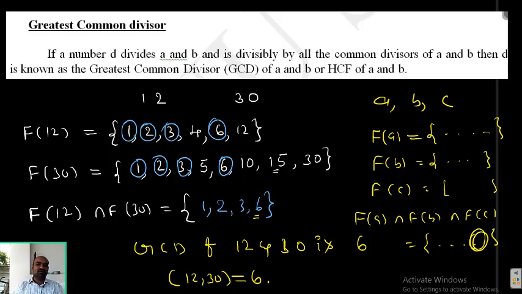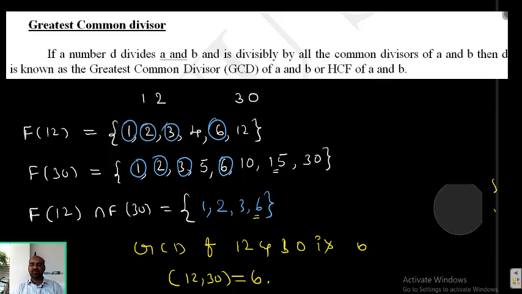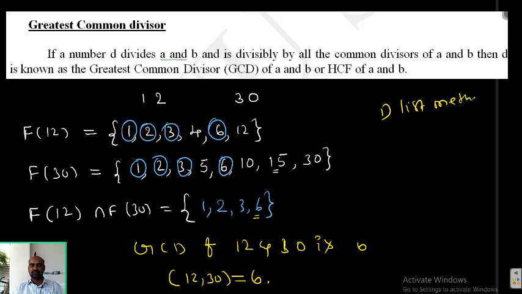But one demerit is there for this method. If the numbers are bigger, finding their factors becomes difficult for us, and finding the intersection also becomes difficult. That's why we need to use an alternate method to find GCD or HCF. We have three methods. First is the list method. Second is the prime factorization method. Third is the division method. By using any one of the methods, you can find the GCD of the numbers.